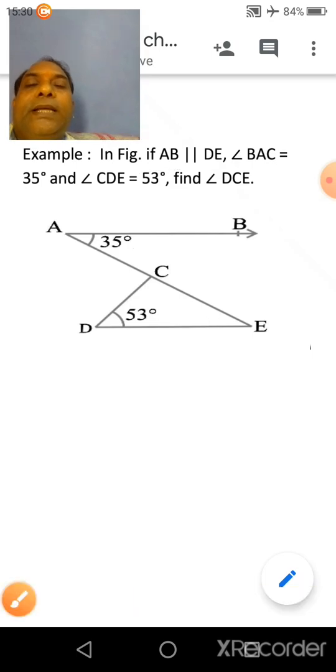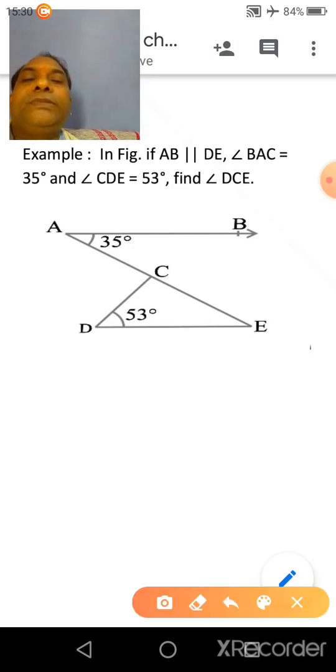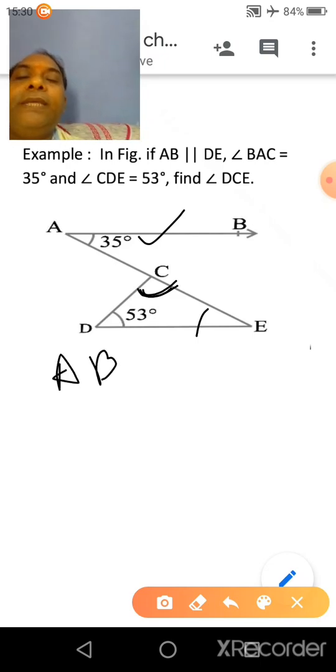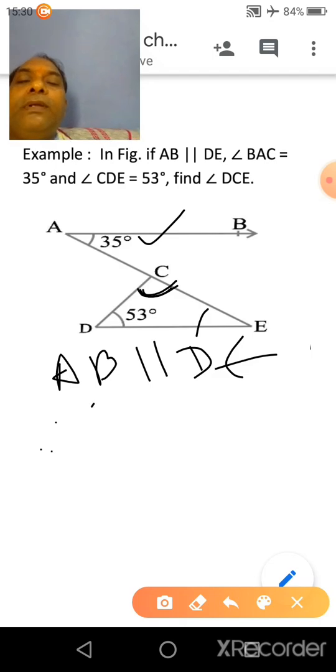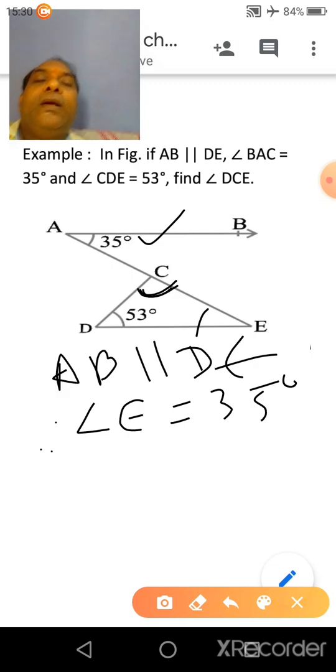See again, we have to find angle DCE. DCE means this angle. We have to find out. Clear? Now see here, this angle will be equal to 35 degree because AB is parallel to DE. Therefore angle E will be equal to 35 degree, alternate interior angle. Clear?